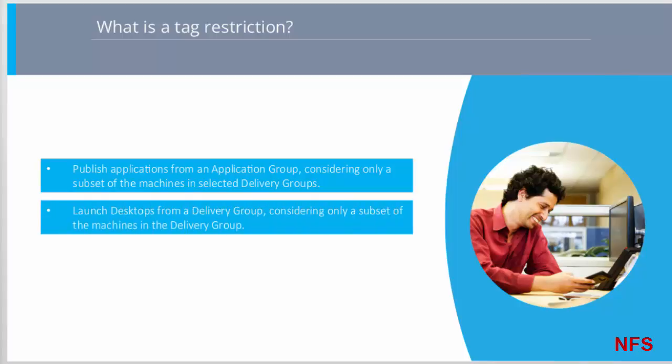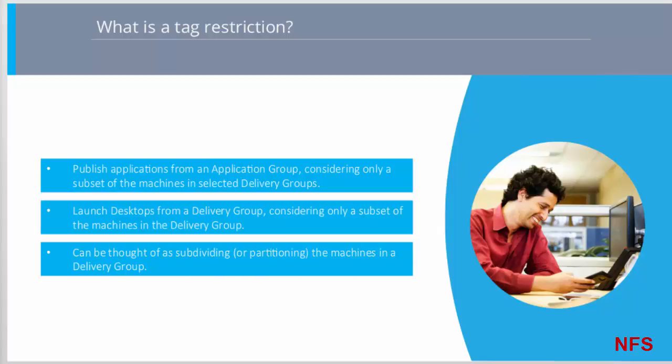Tag restrictions can also be applied to delivery groups, allowing the launching of desktops considering only a subset of the machines in the delivery group. A tag restriction can be thought of as subdividing or the partitioning of the machines in a delivery group. With tag restrictions, you can use your existing machines for more than one publishing task, saving the costs associated with deploying and managing additional machines.